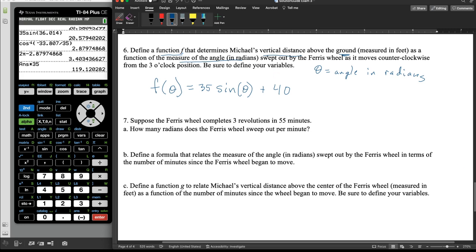Had they wanted the distance to the right, then this would have been a cosine. Okay. Had they wanted it not measured in feet but measured in radii, then we wouldn't have this 35 here. We would just do sine of theta. That's going to give us the answer in terms of radii. But since they want actual feet, we have to multiply by 35 here. And then remember, this is all in reference to the center of the circle. So we have to say, where's the center of the circle? It's 40 feet above the ground.